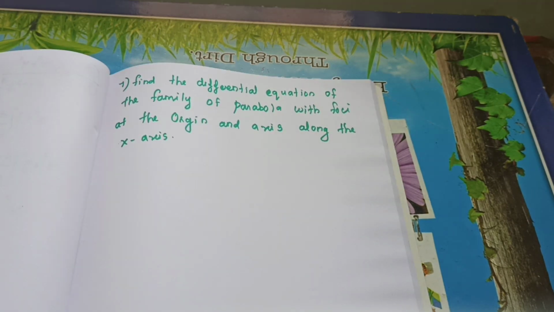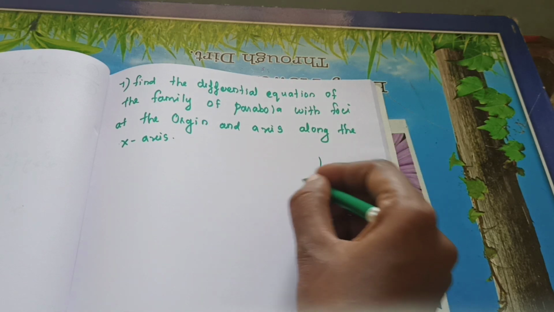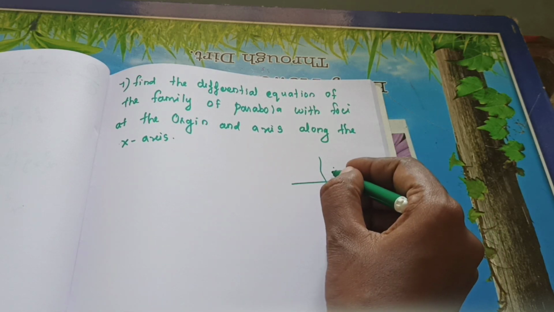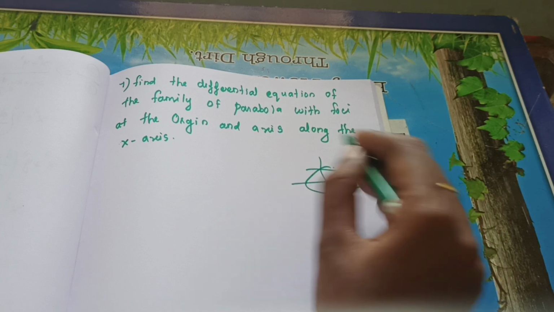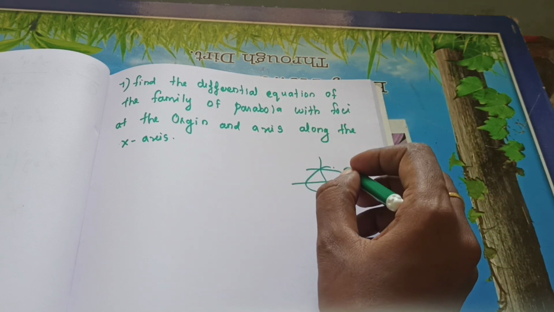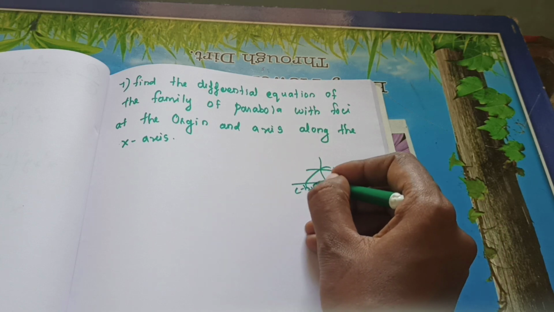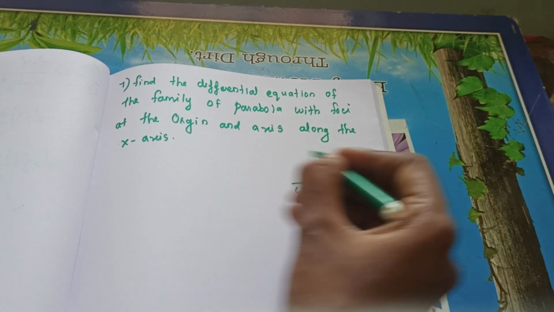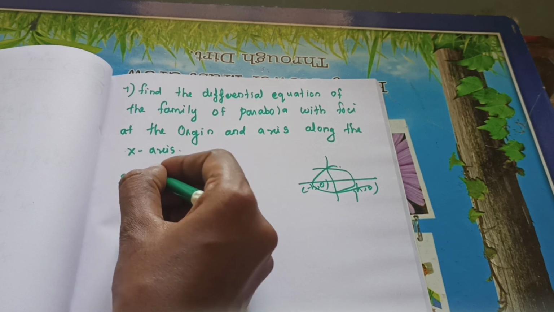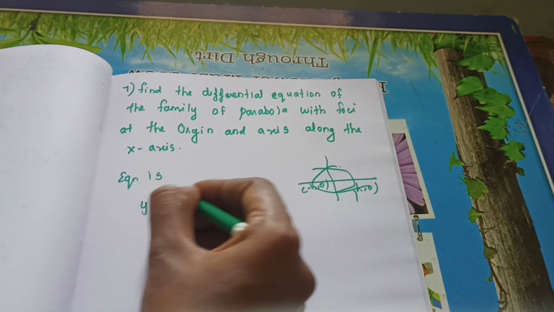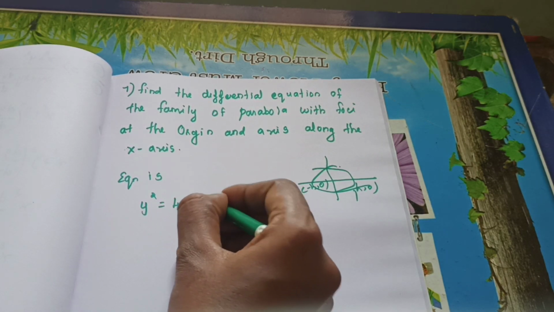The question is, find the differential equation of the family of parabolas with foci at the origin and axis along the x-axis. Okay, so along the x-axis the parabola will be like this. It may be like this, so many chances are there. If it is this side we will get (h, 0), this side (minus h, 0). Then we will get the equation y square is equal to 4a into (x plus h).